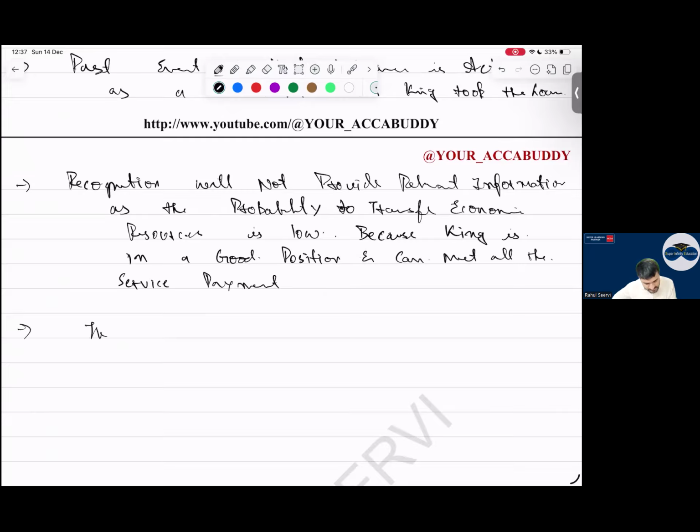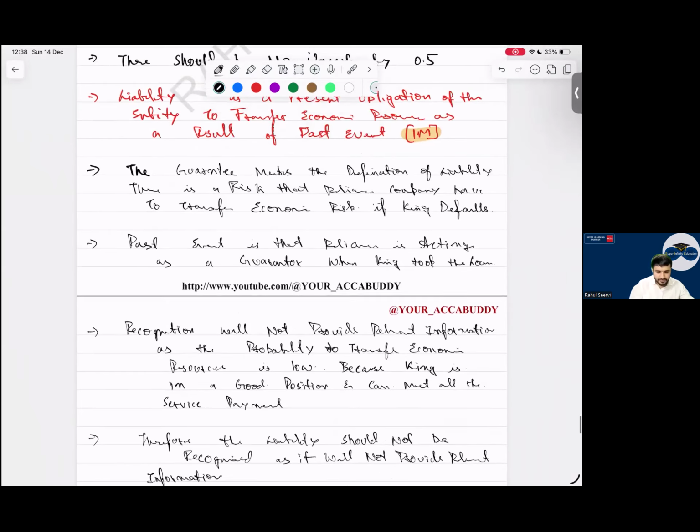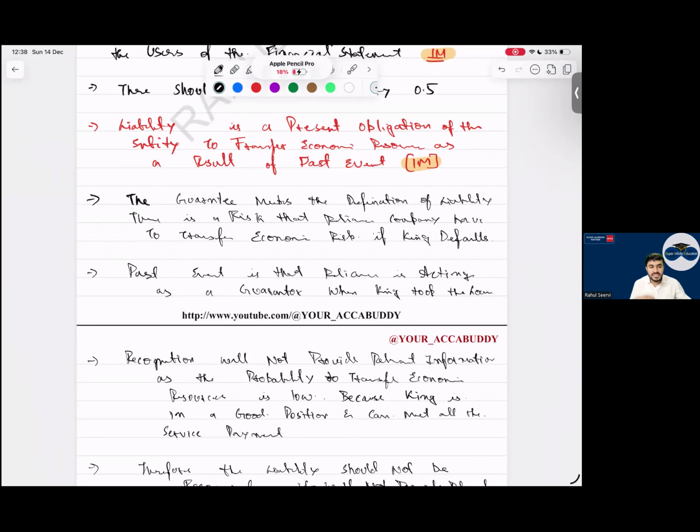Then what do we say? Therefore the liability should not be recognized as it will not provide relevant information, sir. Even though the question was for 5 marks, I have written 5 sentences. Did you understand how to write answers now?